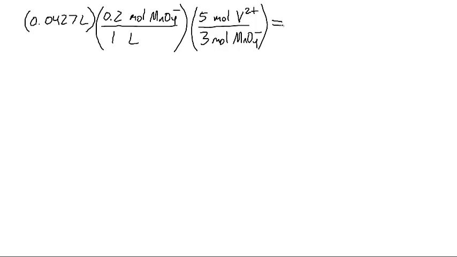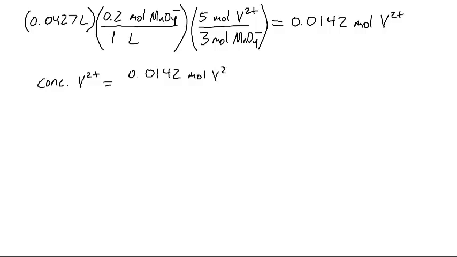And so I can figure out the number of moles of V2 plus. How many moles of V2 plus were in my sample? 0.0142 moles of V2 plus. And then I wanted the original concentration. So the concentration of the V2 plus is going to be number of moles divided by number of liters. And it was a 5 milliliter sample, so that's 0.005 liters.